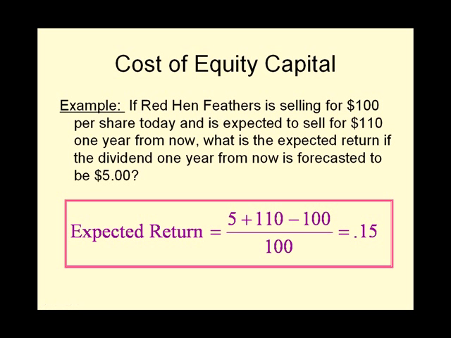Using our expression from the previous slide, we have in the numerator the $5 dividend payment, the capital gain associated with the stock price increase, and in the denominator we have the current stock price. If all of these events pertain, then what we have is an expected return on Red Hen Feathers stock of 15%.